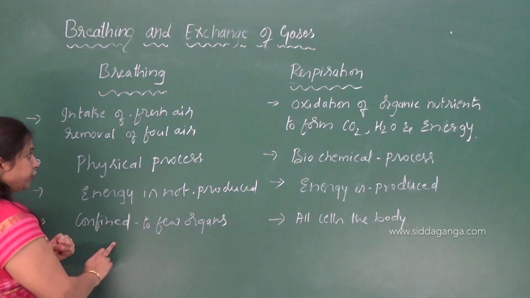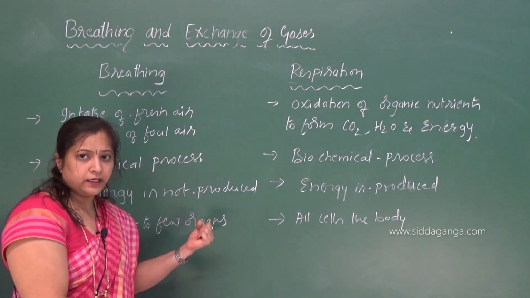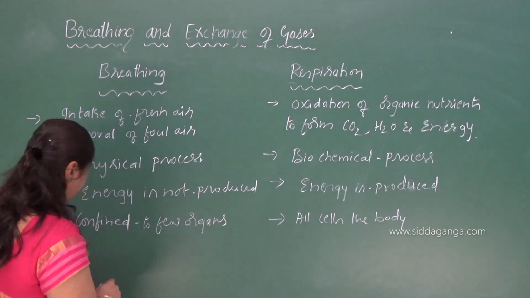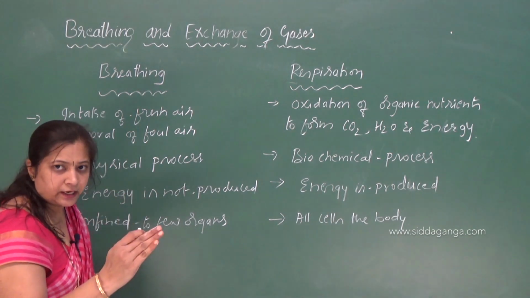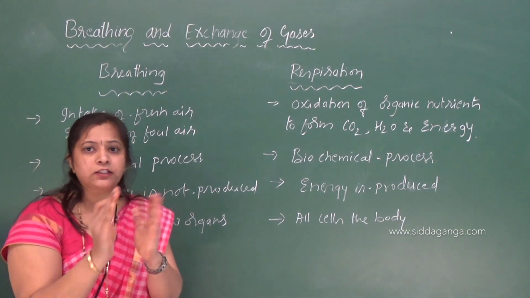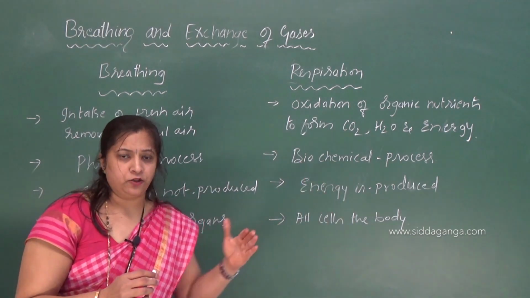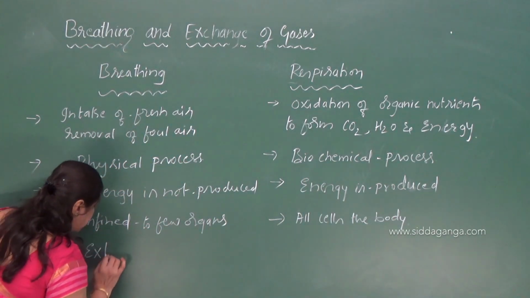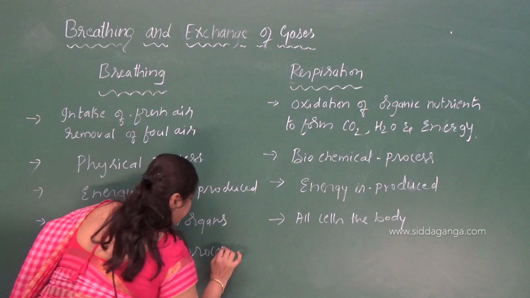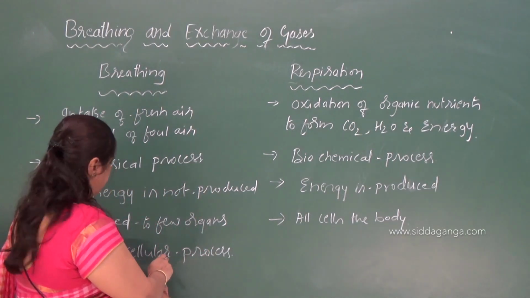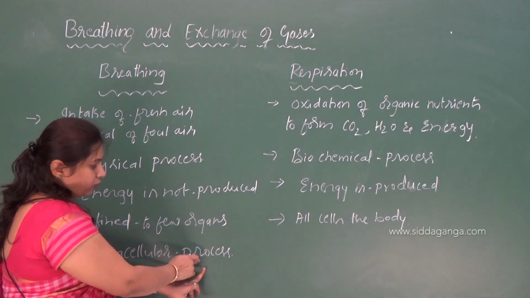And so this breathing process occurs outside the cells, no? That is, it occurs in the organs, and it is really restricted to a few organs. So breathing occurs outside the cells, right? So we can call it the extracellular process. Extracellular process means the process occurring outside the cell. So breathing is an extracellular process, because this process occurs outside the cells, in the organs.